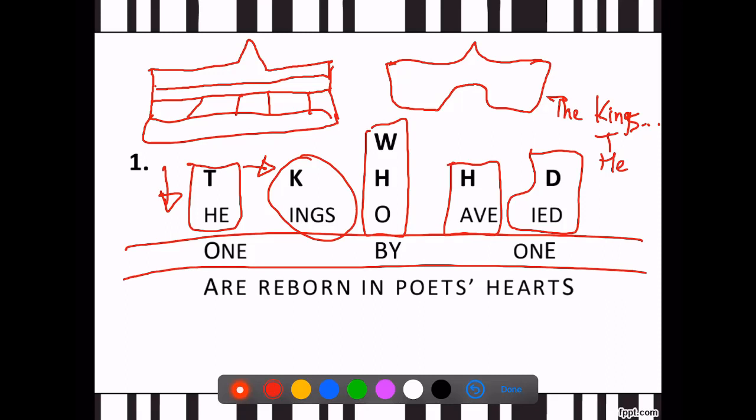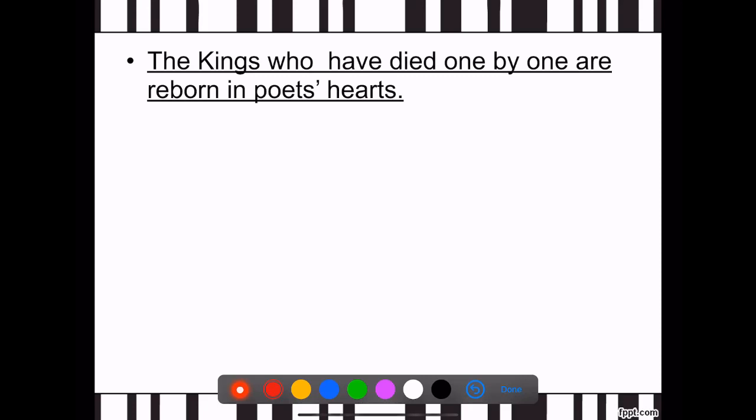The kings who have died one by one. The rest of the poem, the alignment of the words, is normal now. It's horizontal now. One by one, see, and the last line: are reborn in poets' hearts. Okay, so these are the poets. So, what do you think this shape means? How do you interpret that? Now, let's see. There's this line, okay: the kings who have died one by one are reborn in poets' hearts.